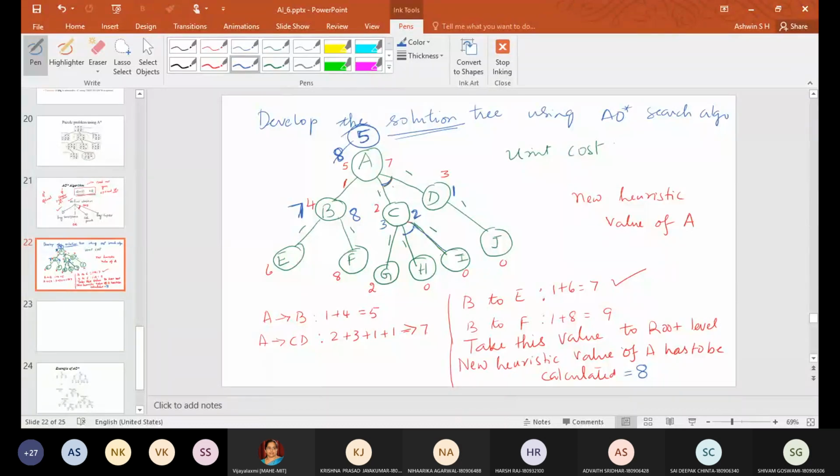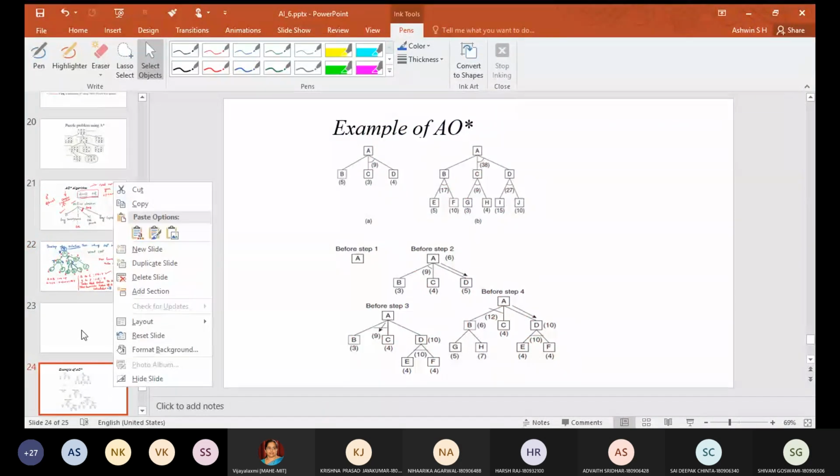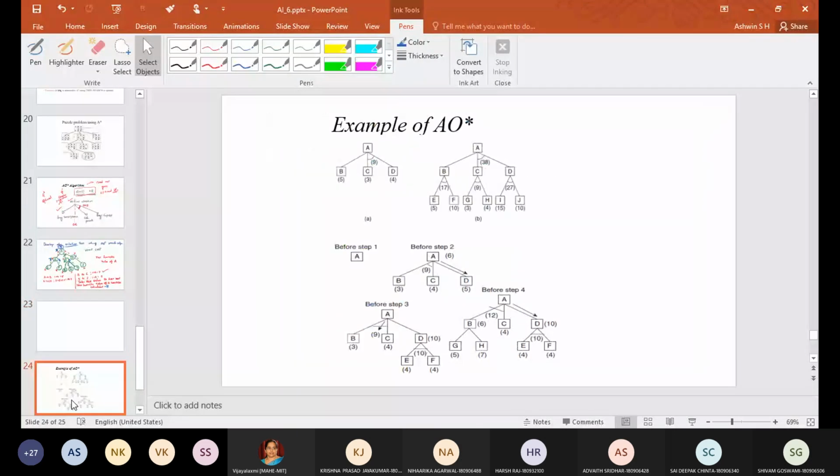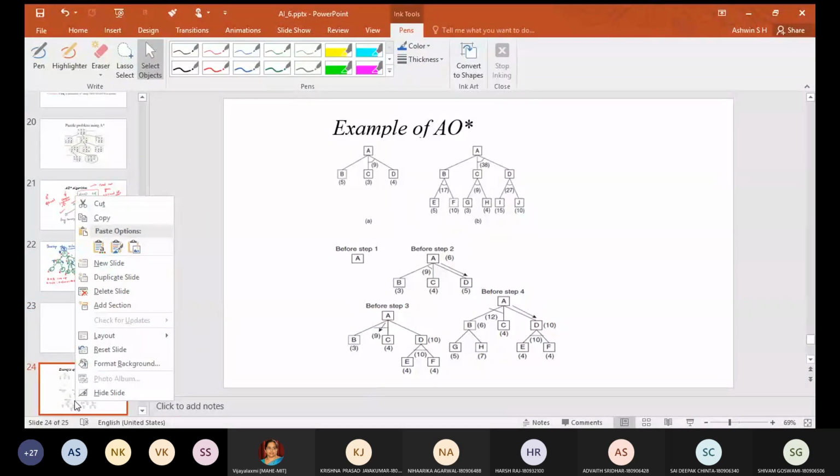Okay, like this we will solve one or two problems. Okay, I will take some real-time problems also. Okay, I'll try, if you solve 2-3 by yourselves, then I think it will be more clear. So before we go to the next topic, that is hill climbing or beam search algorithm, we will take up some more examples to find the optimal solution.